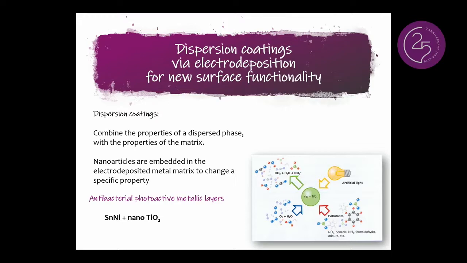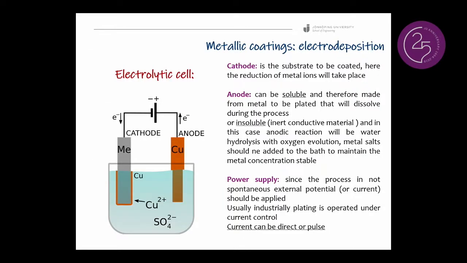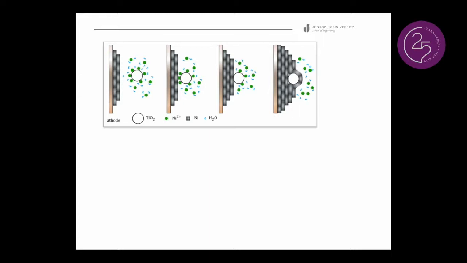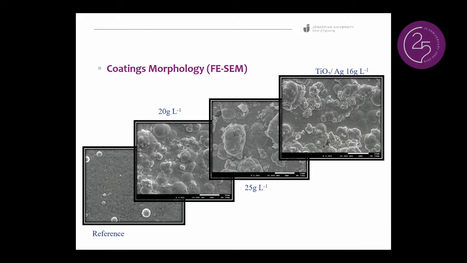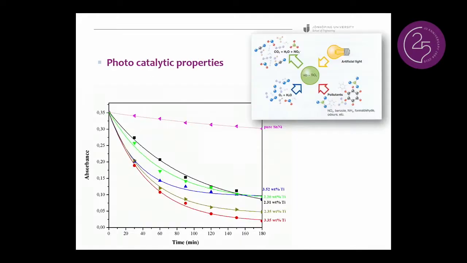We created particles that are responsive to indoor lights, like lamps, and we combined them with tin-nickel alloys by electrodeposition. I will not go into detail here, but we co-deposit them together, so we have the metal with particles inside it, as you can see in this cross-section. And then we look at the coating microstructure, depending on different materials and comparing back to the reference material.